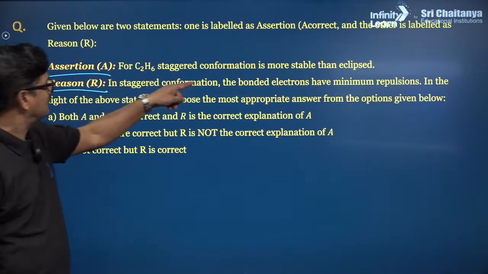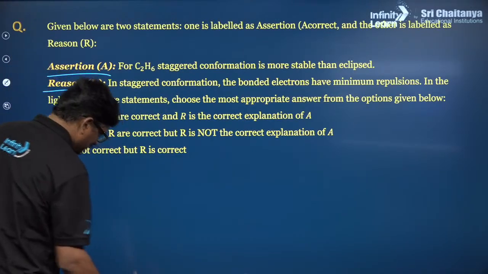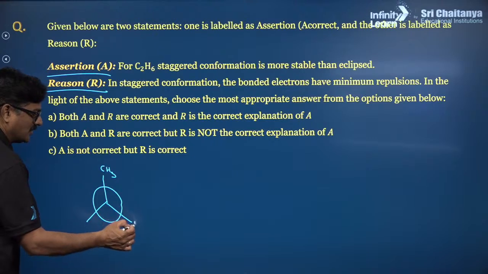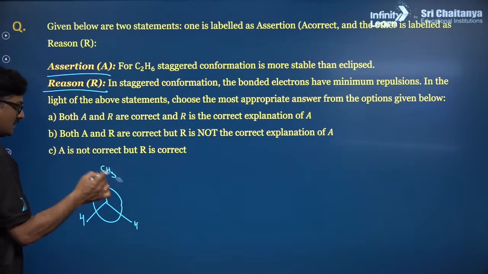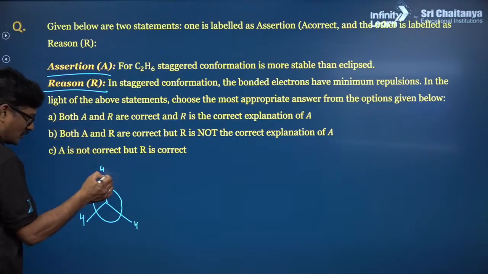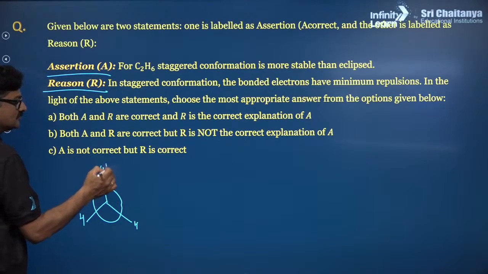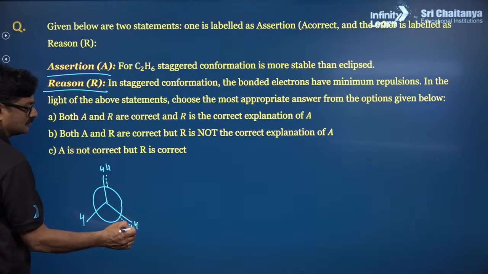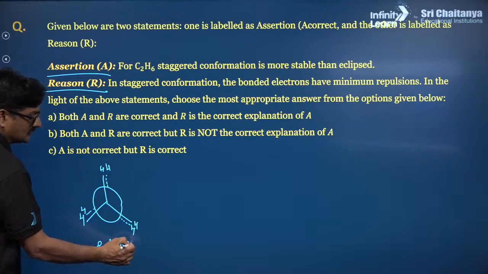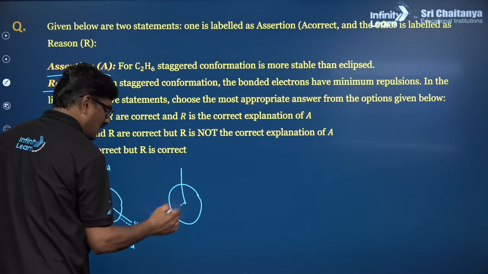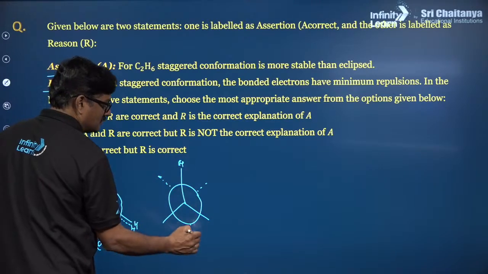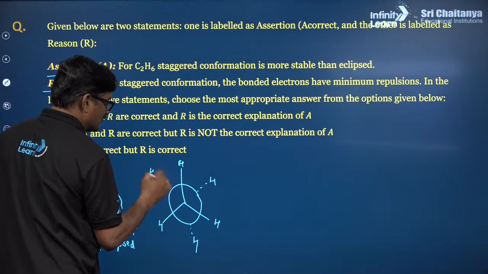For C2H6, staggered conformation is more stable than eclipsed. Let me say, this is the C2H6 Newman projection formula, with H, H, H on the front carbon and H, H, H on the back carbon. So, it is eclipsed, and when rotated it is going to be staggered.